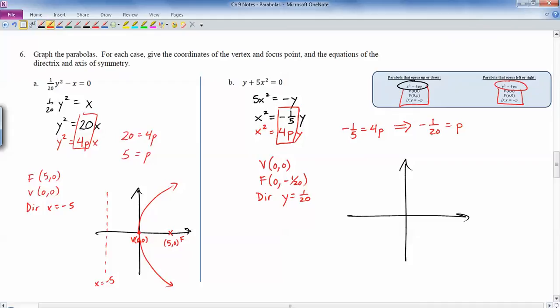Vertex is at 0, 0. Now, I realize if you're using graph paper, you might want to use each box as one. But in this case, you're only graphing a couple of things. Just make the first box 1/20, right? So this right here is y equals 1/20. So here's the line, right? y equals 1/20. The focus is at, let's see, 0, -1/20. So that'd just be on the other side here. And then the vertex, again, is at 0, 0. And so this is going to open towards the focus like that.